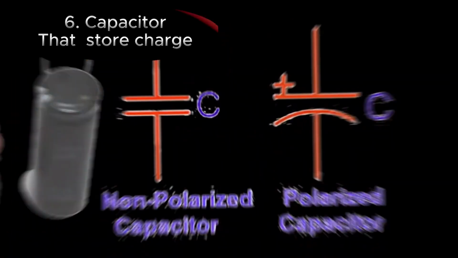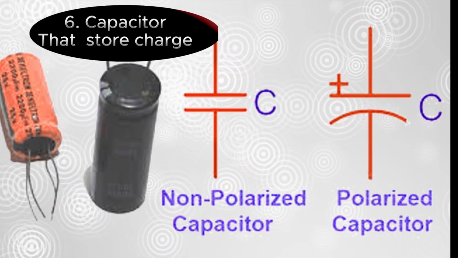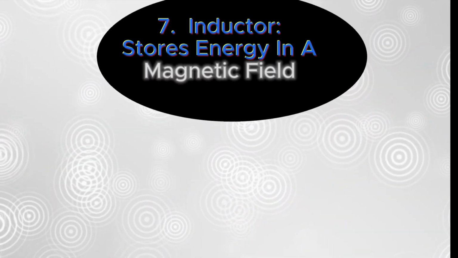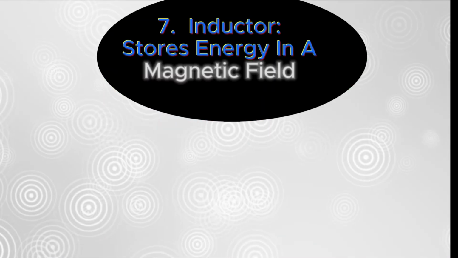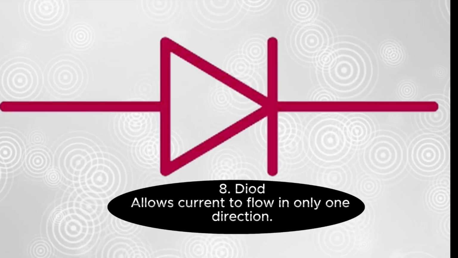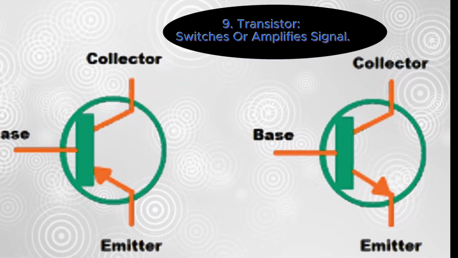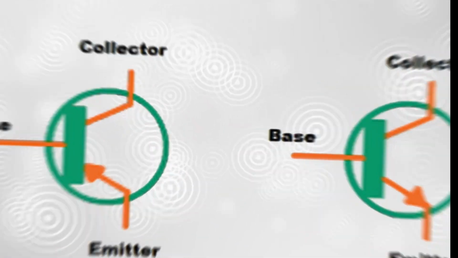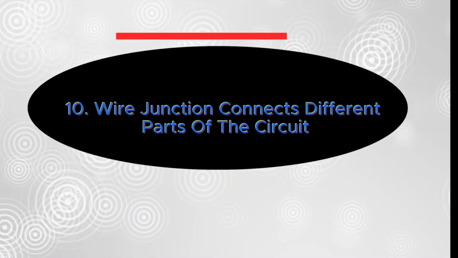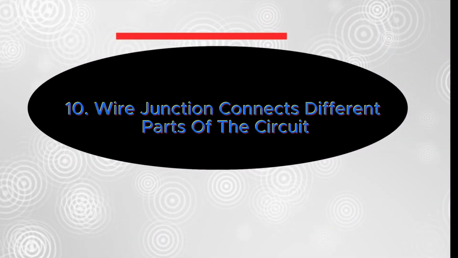Number 6, capacitor: it stores charge. Number 7, inductor: it stores energy in a magnetic field. Number 8, diode: it lets current flow in only one direction. Number 9, transistor: it switches or amplifies a signal. Number 10, wire junction: it connects different parts of the circuit.